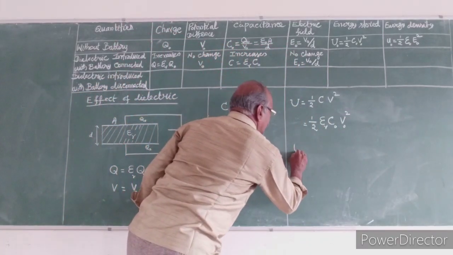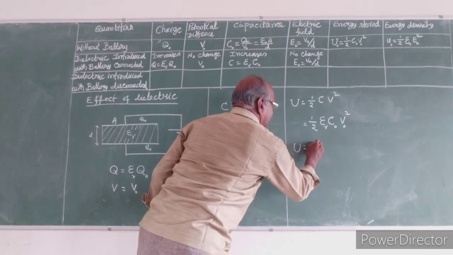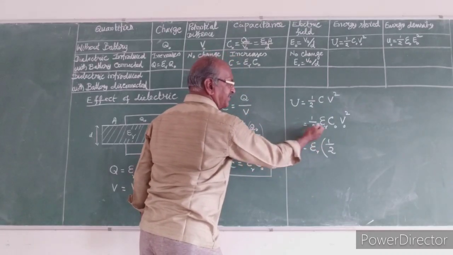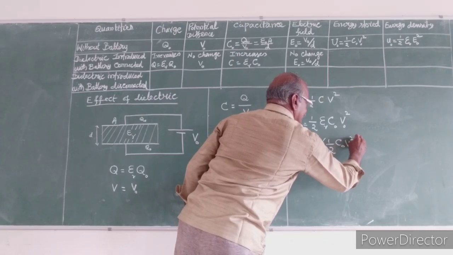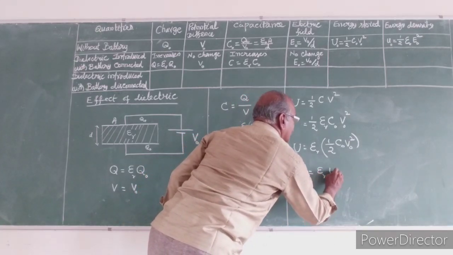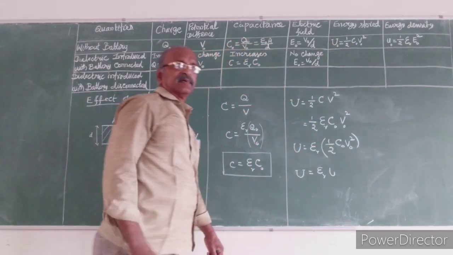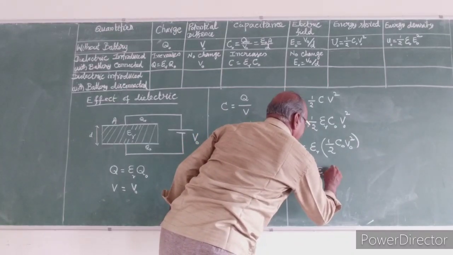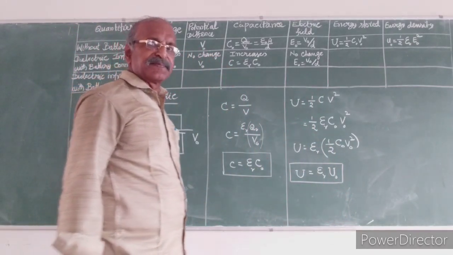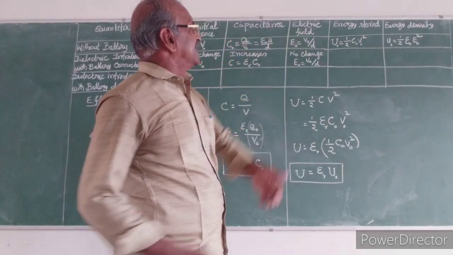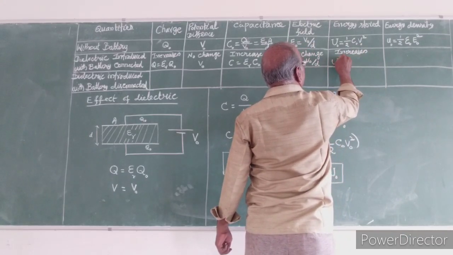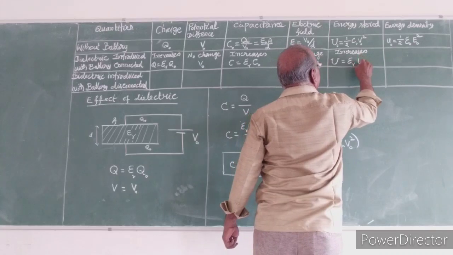So the new energy stored, U equals, take epsilon r outside, and the remaining quantities are half C naught V naught square. Therefore, the new energy stored equals epsilon r into half C naught V naught square. Remember U naught is the initial value. Energy stored also increases. U equals epsilon r times U naught.